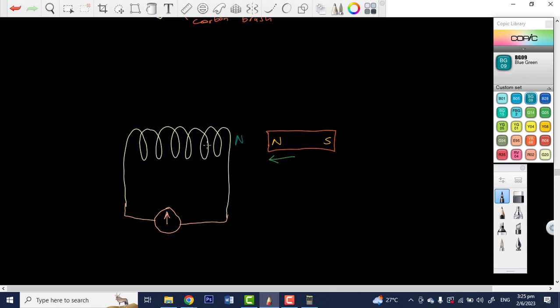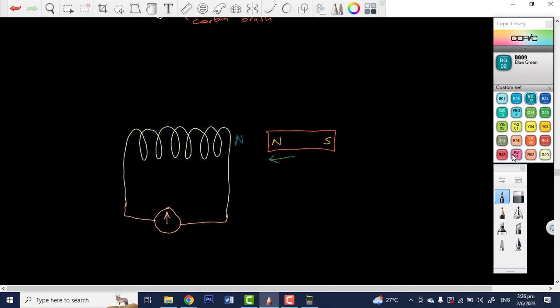Let's go back to the question. It says to show the direction of the current. Once we know that this is a north pole, all we do is use the right hand grip rule. With the right hand grip rule, we place our hand over the solenoid with the thumb pointing towards the north pole. So our fingers are going to be curling towards us, and that represents the direction of the current.